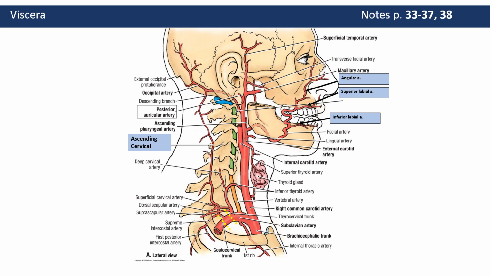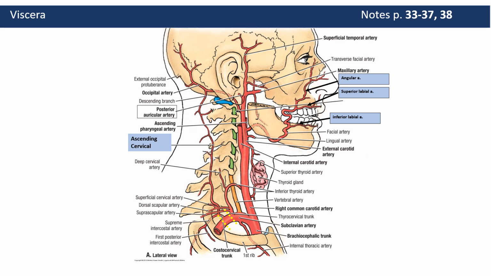Of varying consistency, coming off of the second part is the costocervical trunk. The costocervical trunk sends off the supreme intercostal artery, which goes to the first or second intercostal spaces. There is also an ascending cervical branch, which anastomoses with a descending branch off the occipital artery, a path for collateral blood supply in the event that the external carotid, for instance, is occluded for whatever reason.